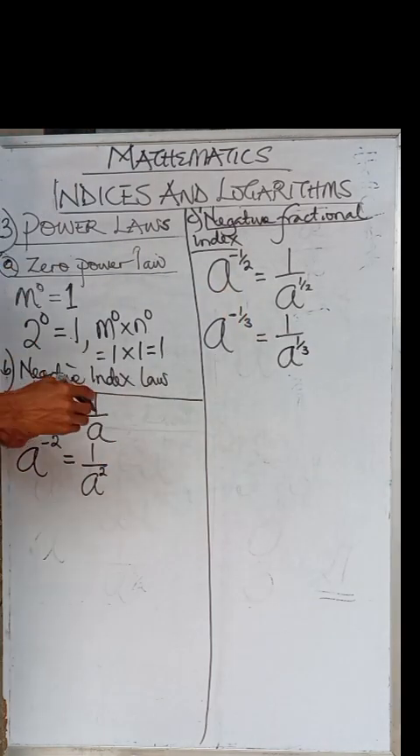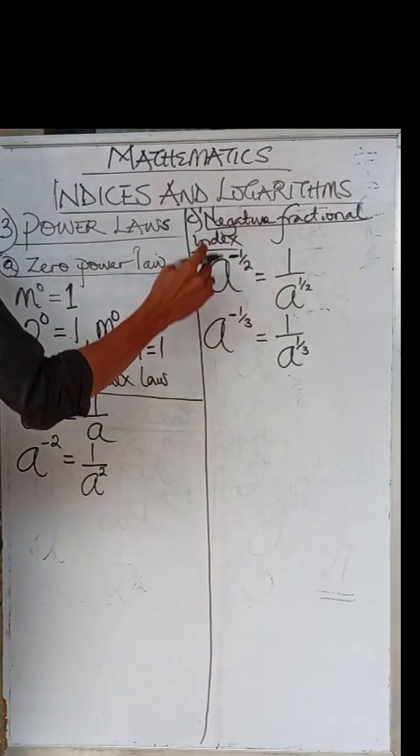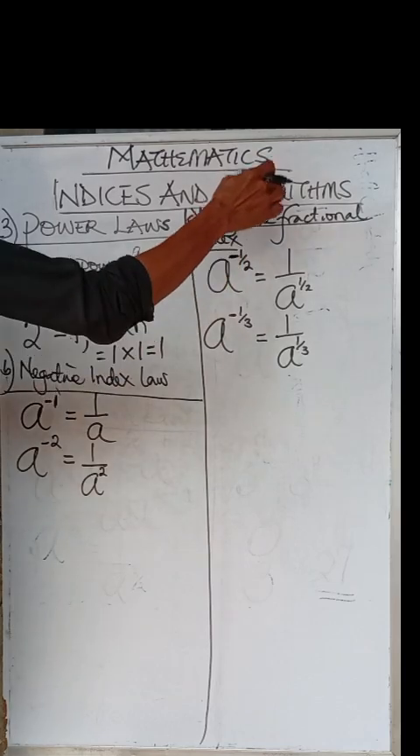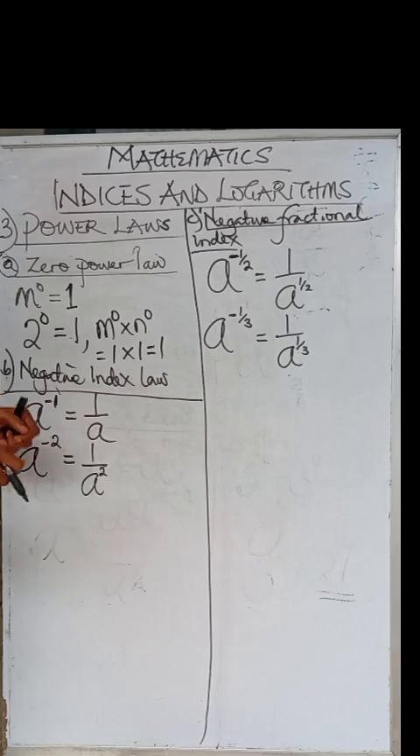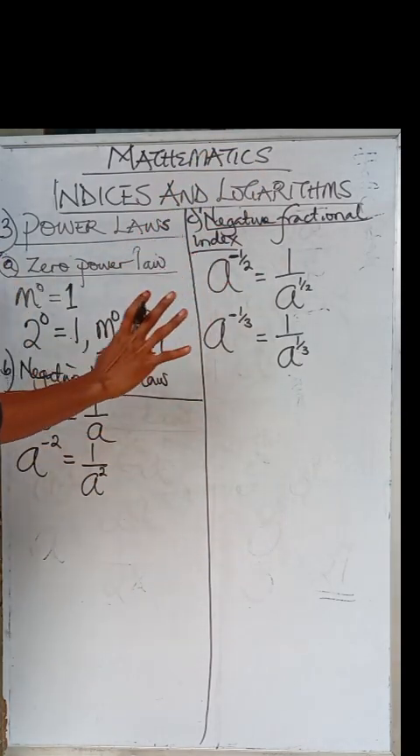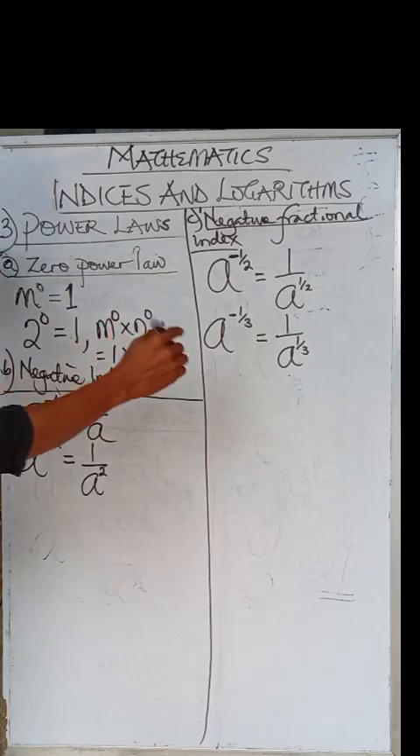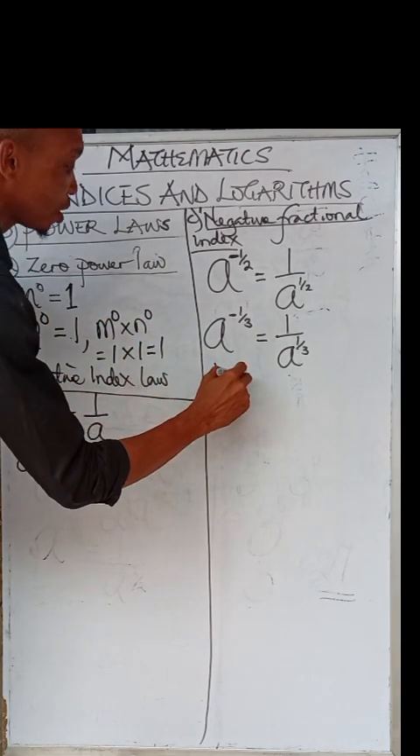What you normally do as a shortcut is, if you have a negative in the index, the negative changes to 1 over, then a exponent half without the negative sign. Likewise for any other such case. Now, the last one among these is the fractional index.